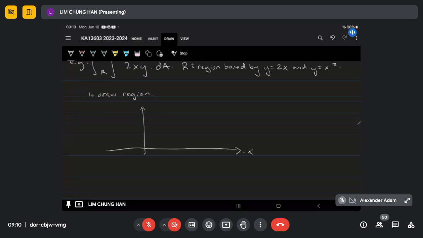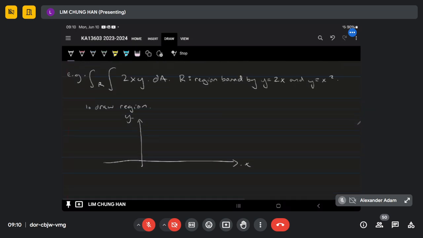What does this region look like? I noticed this before when I was marking exam papers. Now, when I say draw region, I mean you draw this and that. You don't draw the function. It's not that I'm interested in that. When I say draw region, I mean this and that, not the actual function.